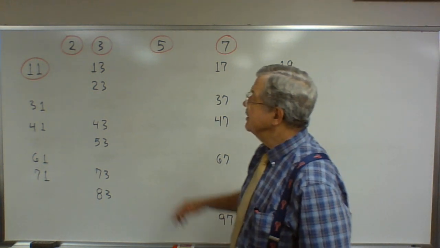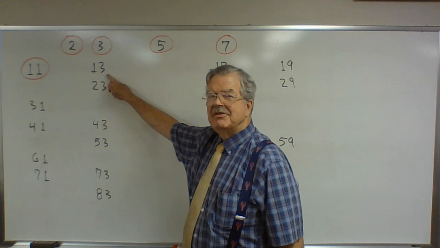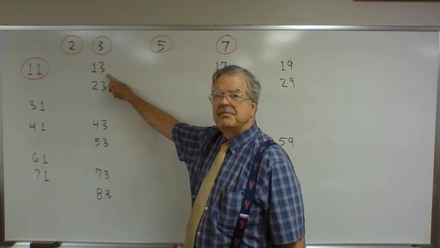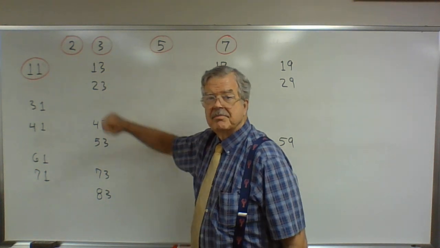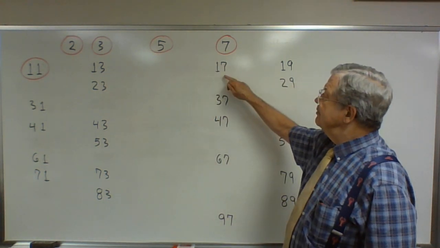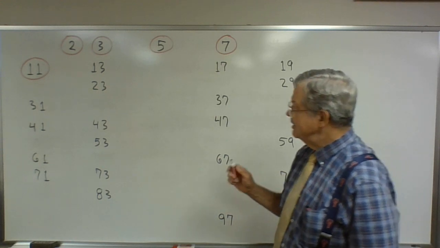Likewise, the smallest multiple of 13 that hasn't already been eliminated is 13 squared. The smallest multiple of 17 that hasn't been eliminated is going to be 17 squared.